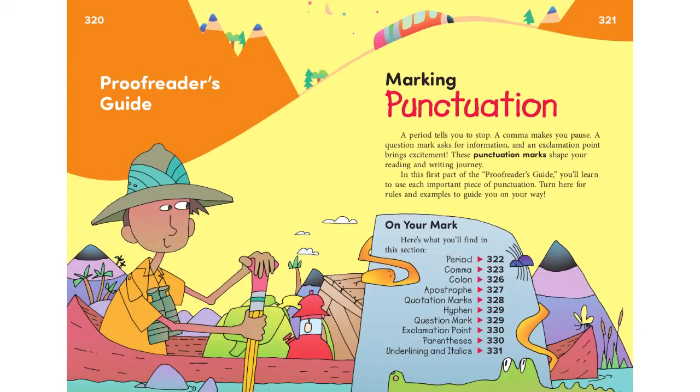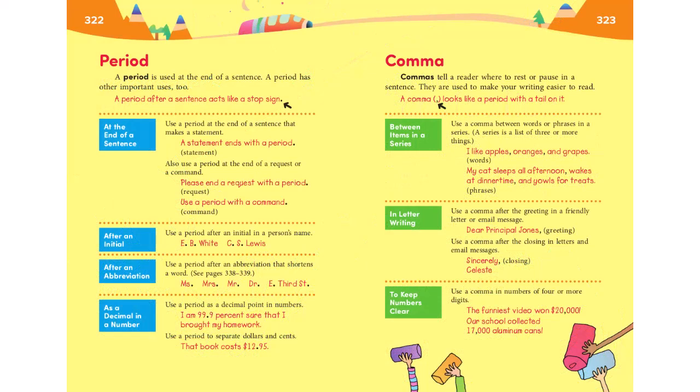Now we've arrived at the proofreader's guide. It includes all of the important rules and examples for using English correctly. The first section is marking punctuation. Here are rules and examples for periods and commas.